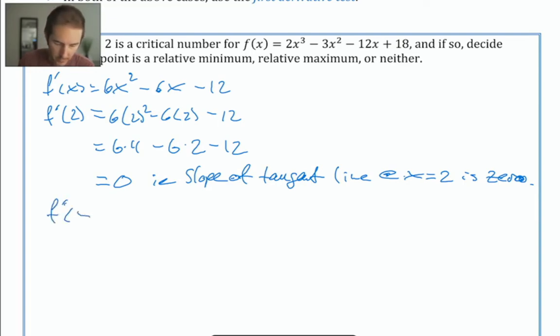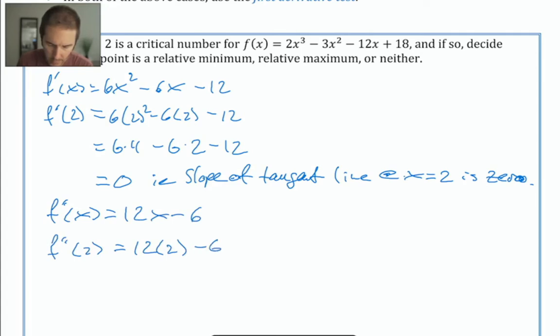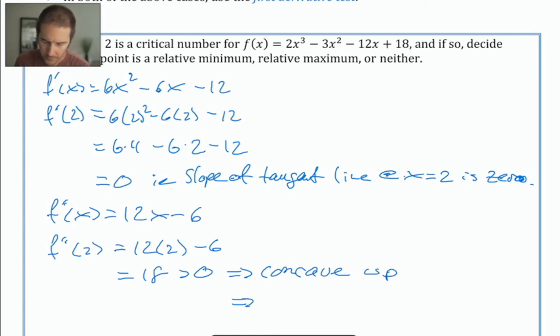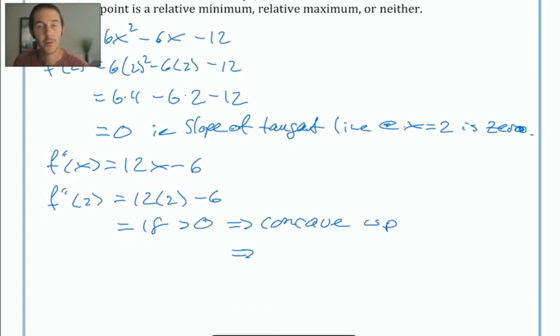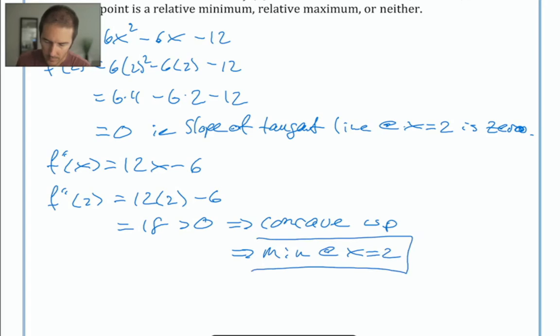F double prime of x is equal to 12x minus 6. F double prime of 2 is equal to 12 times 2 minus 6, which is equal to 18, which is greater than 0. Therefore, concave up. Therefore, there's a minimum at x equals 2. Nice.